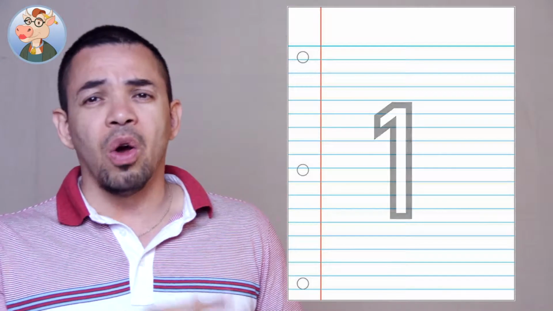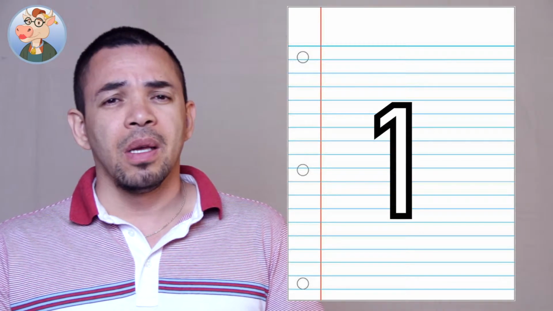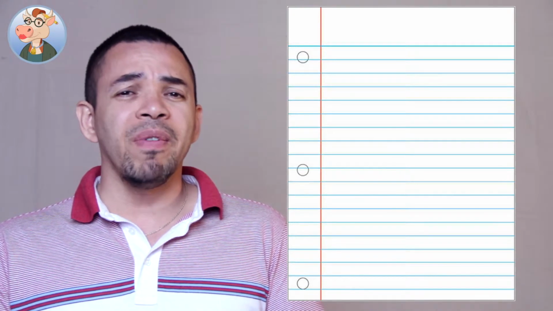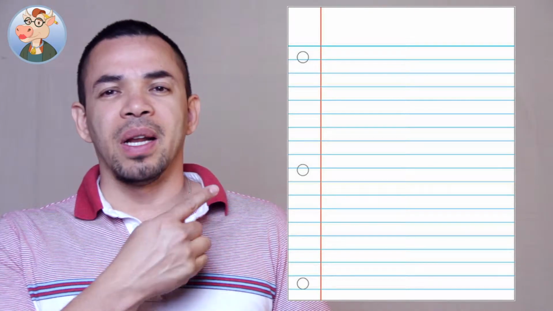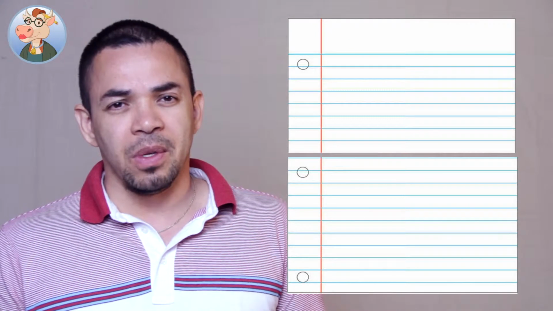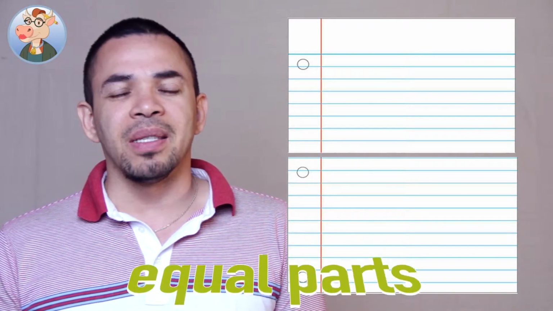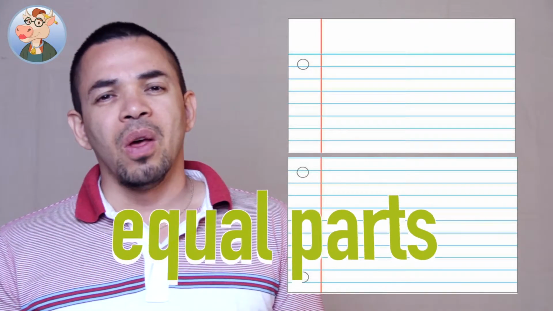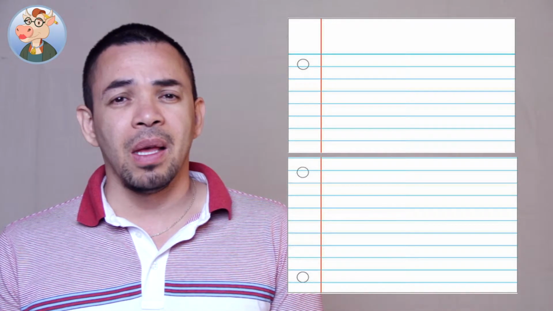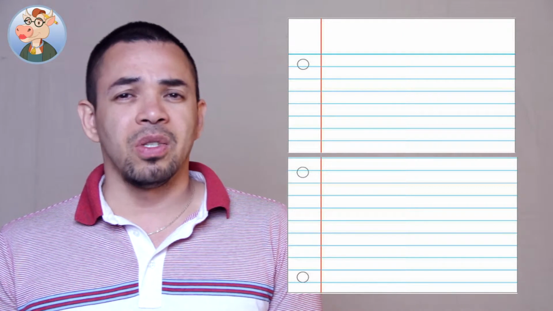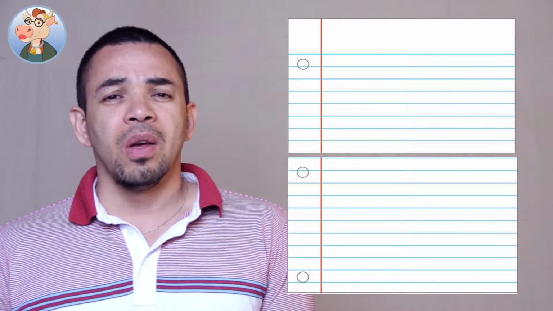So let's talk about a sheet of paper. So one whole sheet of notebook paper. That is one entire thing. But what if I don't want the whole thing? What if I only want part of it? Okay, let's go ahead and cut it up into two parts. Two equal parts. That's the other important thing that you need to know when you're studying fractions, that they have to be the same amounts.